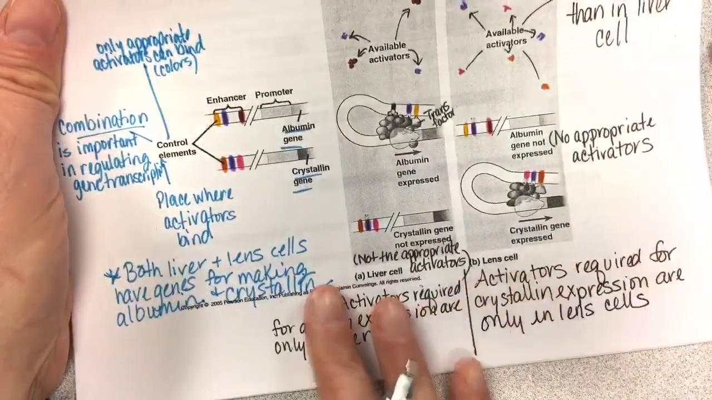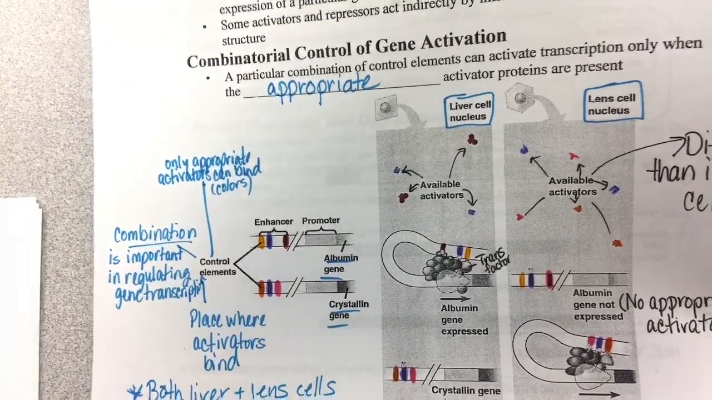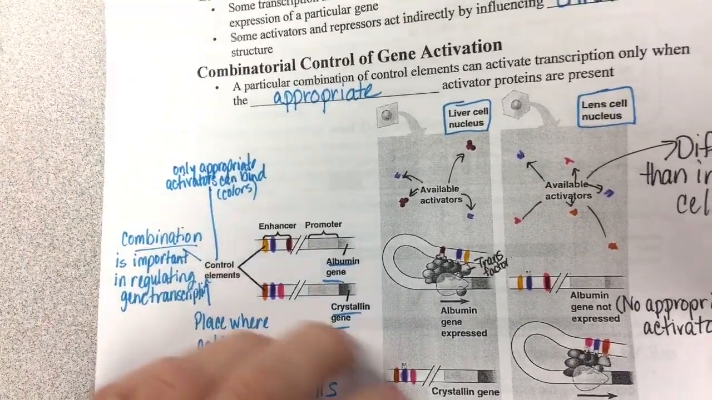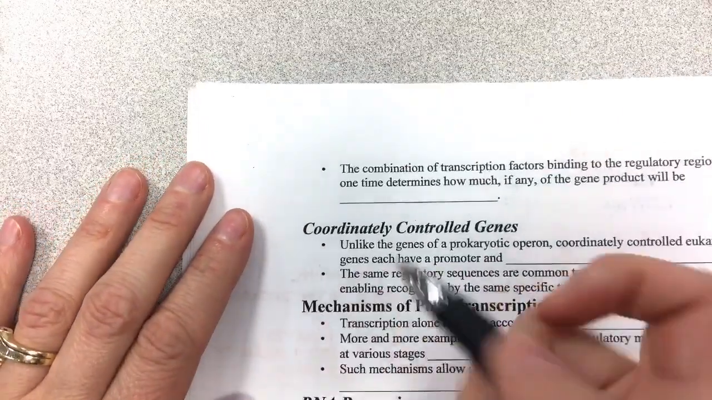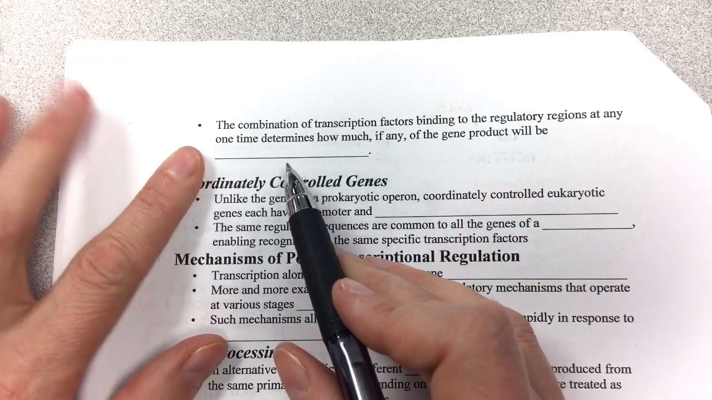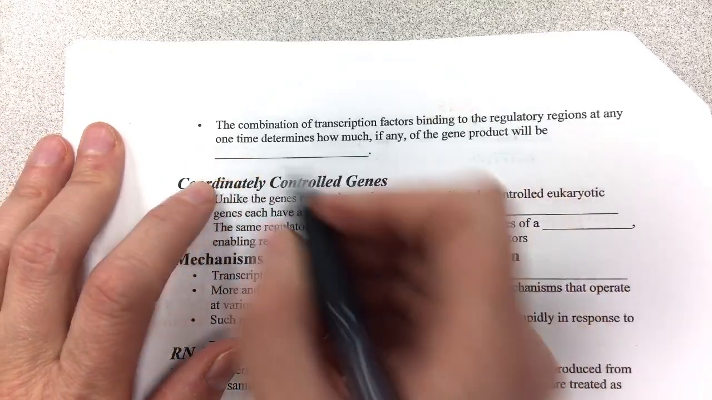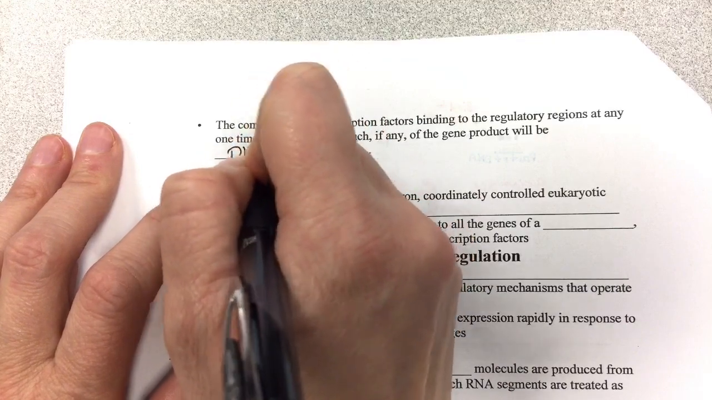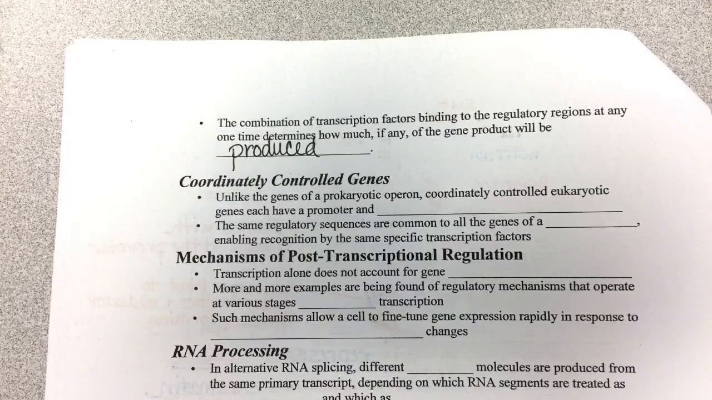So that's the synopsis of what's going on here, and that's one of the ways that different genes can be turned on in the various cells in which they need them. So therefore, this last bullet, and then we'll stop here: the combination of transcription factors binding to the regulatory region at any one time determines how much, if any, of the gene product will be produced. Okay? And so this is where we are going to stop, the control of transcription.